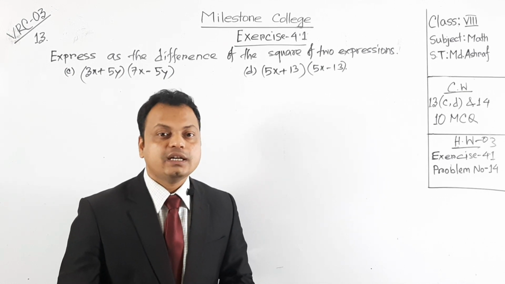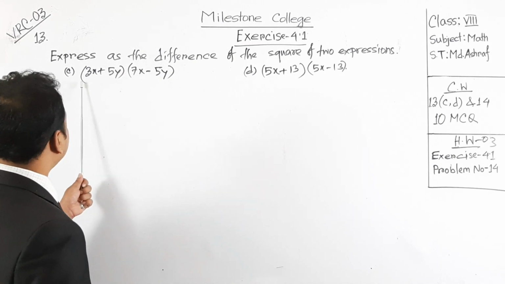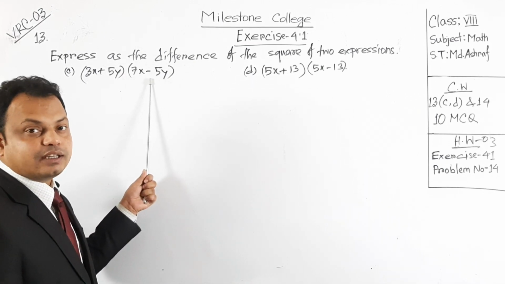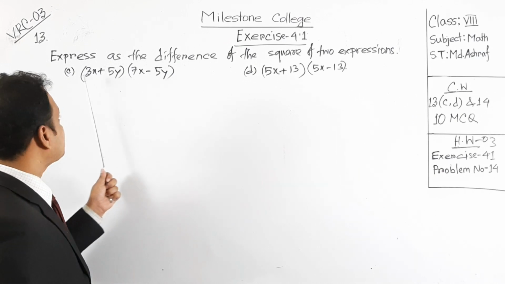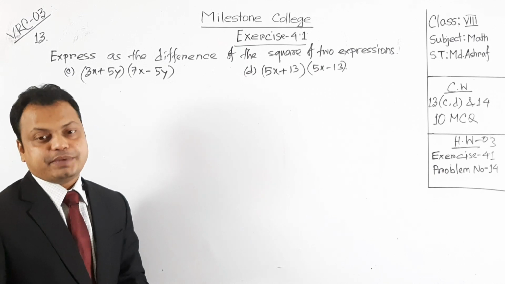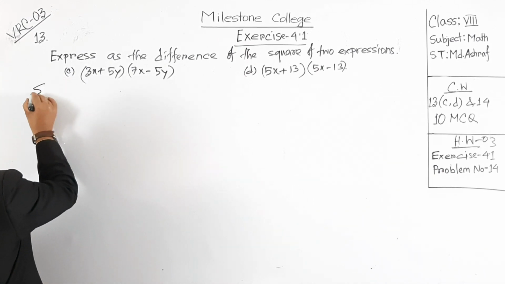Yes, good. We can apply the corollary of AB here. So consider 3x plus 5y as A. Then what will be B? It will be 7x minus 5y. So we can apply the corollary of AB. Do this one. Write the solution.